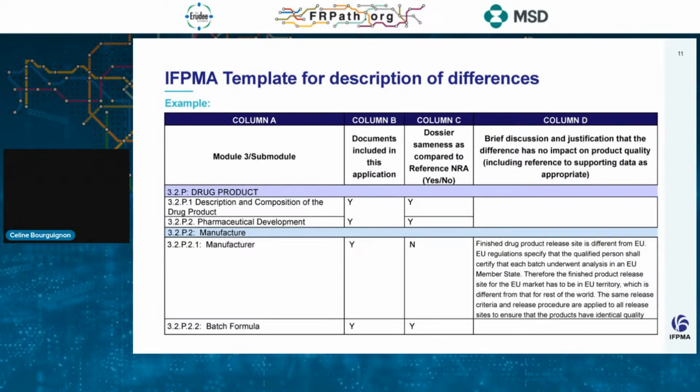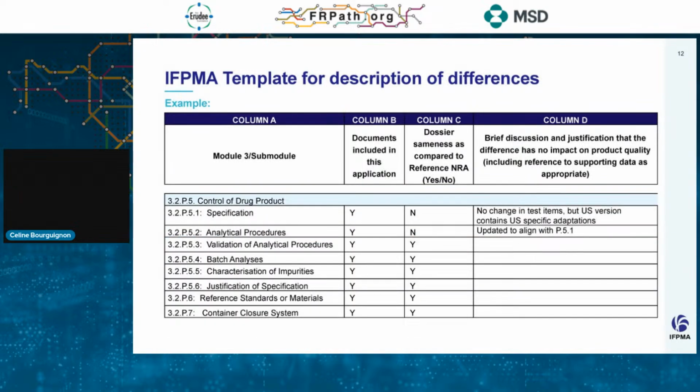You have your CDD sections. You have all the references of the documents included in this procedure, together with the comparison to the reference NRA. And you have a justification on the differences and whether that has impact or not on the product quality. So here you can see that, in this example, the finished drug product release site is different from EU and other markets because of the EU requirement to have an EU-based release site. But the control, the quality, the setting, everything is the same except the site. So it really allows the NRA to focus the review on this aspect.